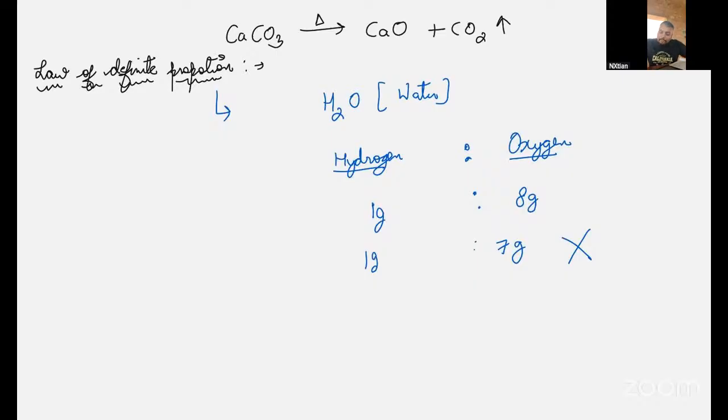Okay. In a given chemical compound, quickly write it down. Put a heading of law of definite proportion and under that you have to write: in a given chemical compound.